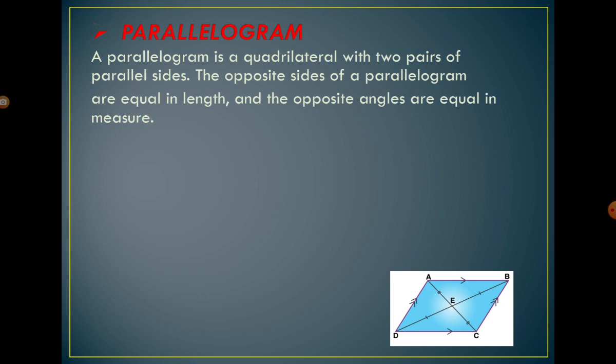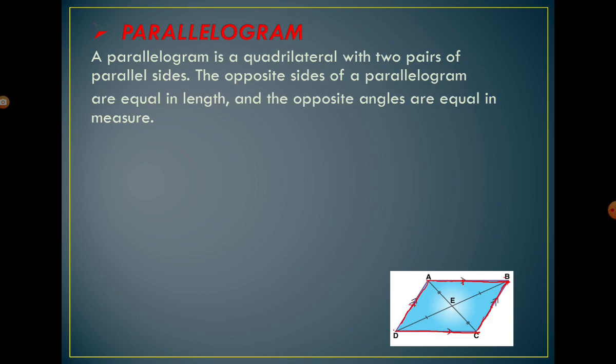First of all, we'll see the different types of quadrilaterals. First I have the parallelogram. So what is a parallelogram? A parallelogram is a quadrilateral with two pairs of parallel sides. See, I have two pairs of parallel sides: one pair is AB and CD and the other pair is AD and BC. So a parallelogram is a quadrilateral with two pairs of parallel sides.